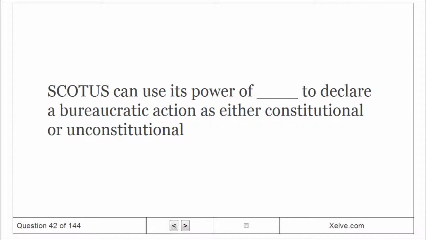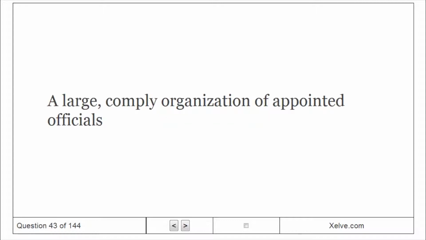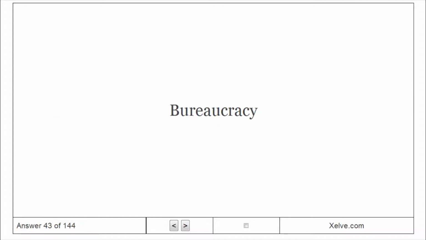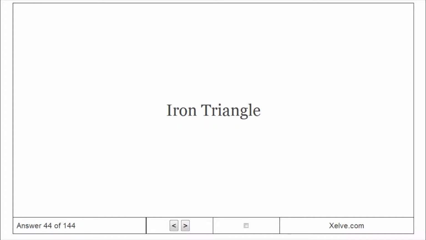SCOTUS can use its power of judicial review to declare a bureaucratic action as either constitutional or unconstitutional. A large, complicated organization of appointed officials is a bureaucracy. An alliance between an administrative agency, SIGs, corporations, and a congressional committee is an iron triangle.